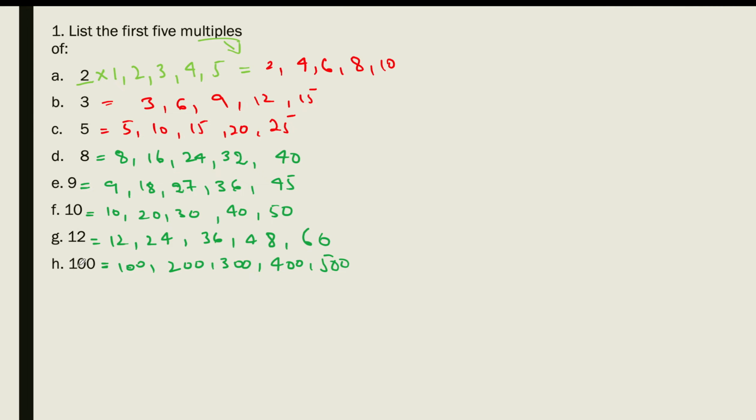So each of these numbers was multiplied by the first 5 whole numbers, and the multiples are stated. The resulting numbers we got are the multiples which are stated in here.